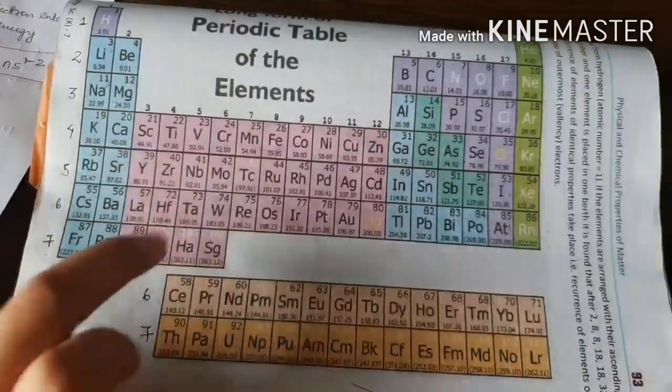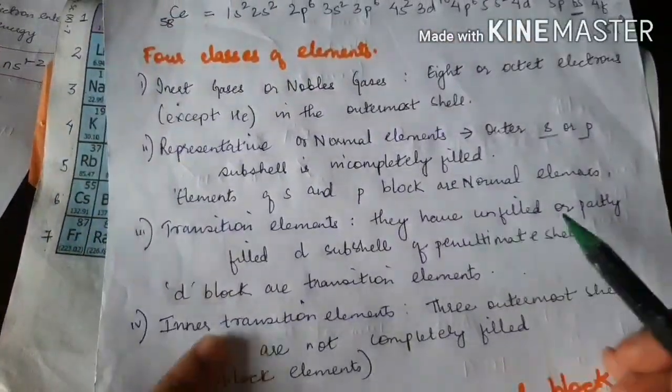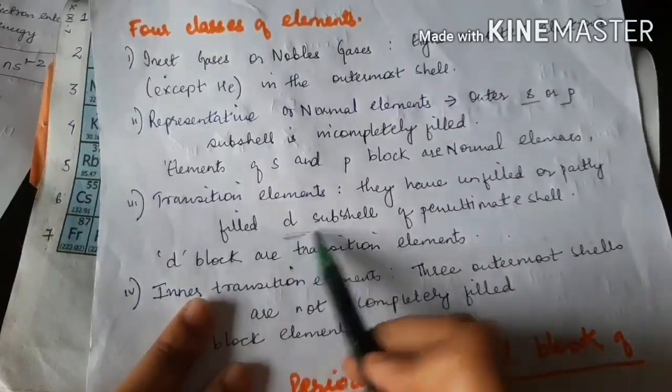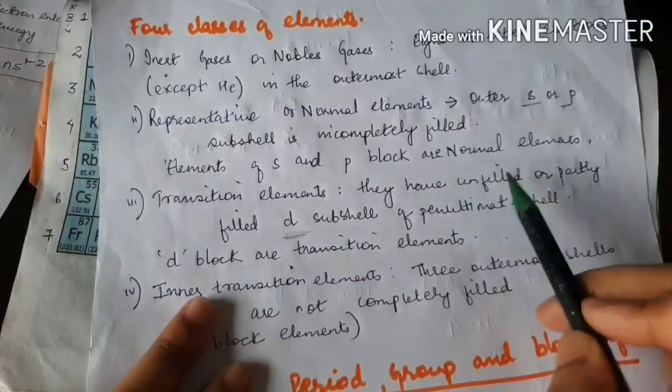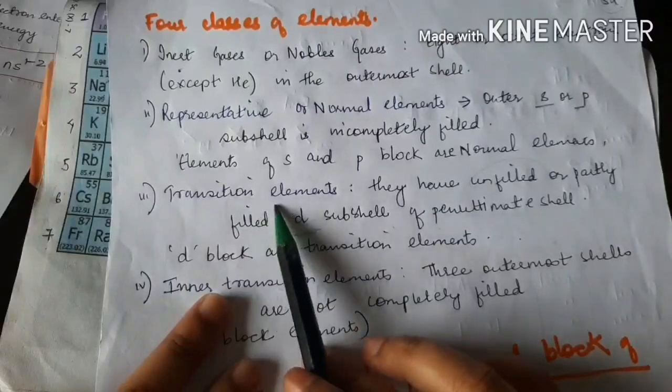Transition elements will have an incompletely filled or unfilled D subshell. D block elements are transition elements.